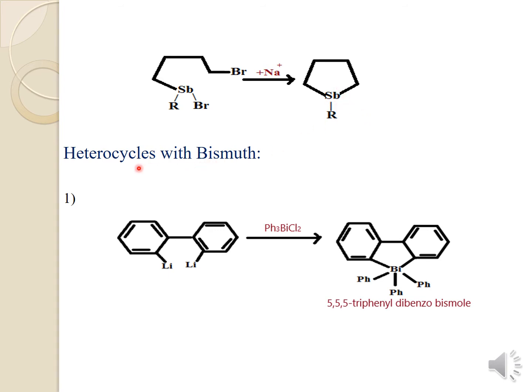Then moving on to the bismuth compounds, that is your heterocycles with bismuth. When the lithiated biphenyl is treated with dichlorotriphenyl bismuth, ring cyclization takes place in this part. Lithium chlorides are getting cleaved out from here, and you result in 5,5,5-triphenyl dibenzobismole. Triphenyl dibenzobismole is obtained from this lithiated biphenyl. Then moving on to the next synthesis.